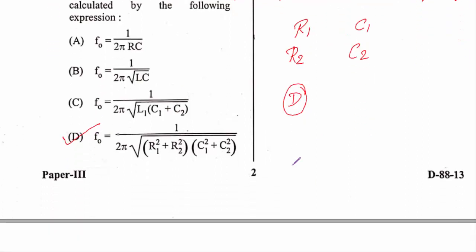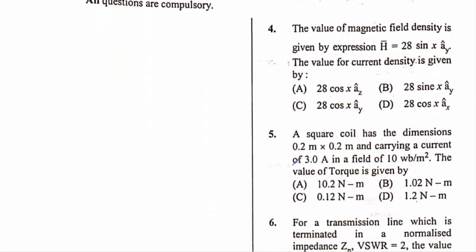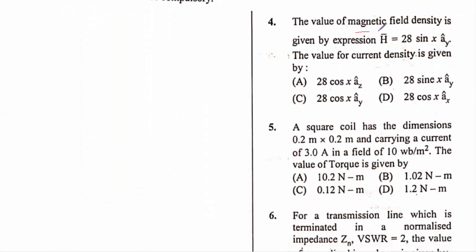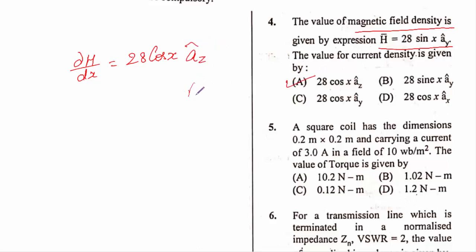Right? Moving on to fourth question, what they have given is the value of magnetic field density is given by H equals to 28 sin x into AY vector. The value of current density is given by, we know that current density is given by dH divided by dx. So on differentiating 28 times of sin x, I will be getting 28 times of cos x and the vector should be along AZ. So the option that is going to follow is option A is the correct answer.